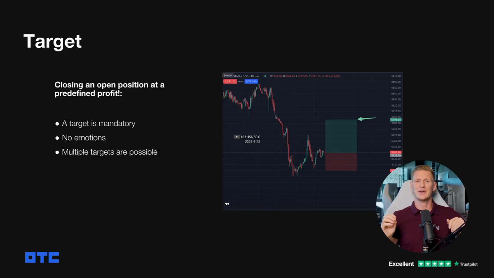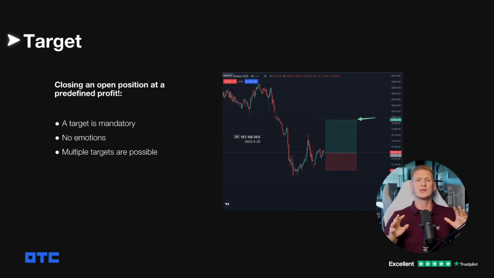Sticking to the predefined rules is critical to avoid emotional decision making. Potentially worse fill prices. Because you wait for confirmation before entering, the actual fill price might be worse compared to entering at the proximal line, slightly reducing your risk to reward ratio. For traders who prefer extra confirmation before committing to a trade, this approach is useful. However, it requires discipline and patience to execute properly. The final piece of a trade is a target.